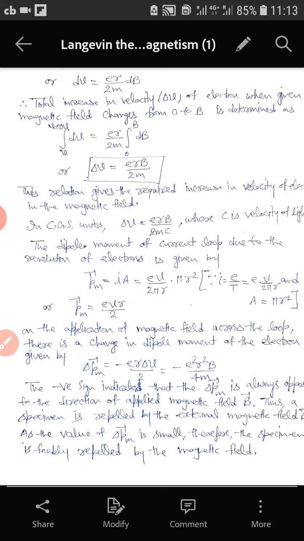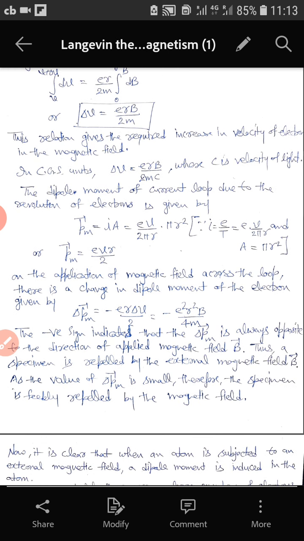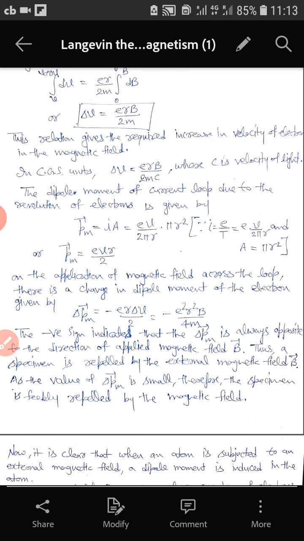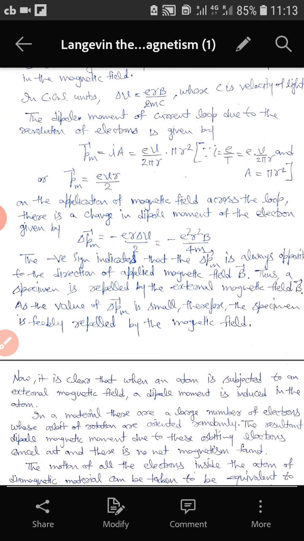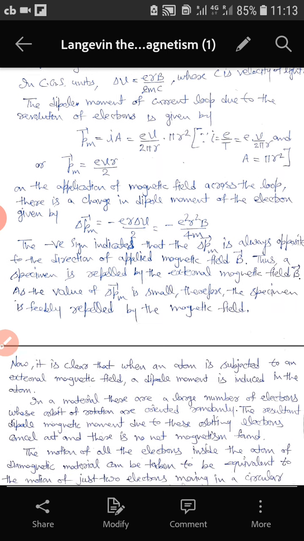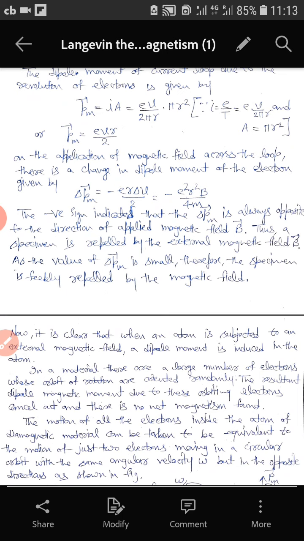Now substitute the value of delta V which we have calculated above, which is ERB by 2m. So delta PM will become minus E square R square B by 4m. The negative sign indicates that the change in PM is always opposite to the direction of the applied magnetic field. Thus a specimen is repelled by the external field B. As the value of delta PM is small, the specimen is feebly repelled by the magnetic field.